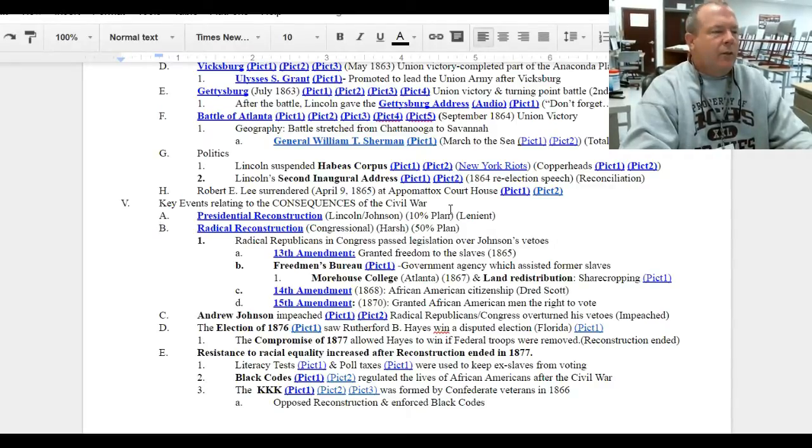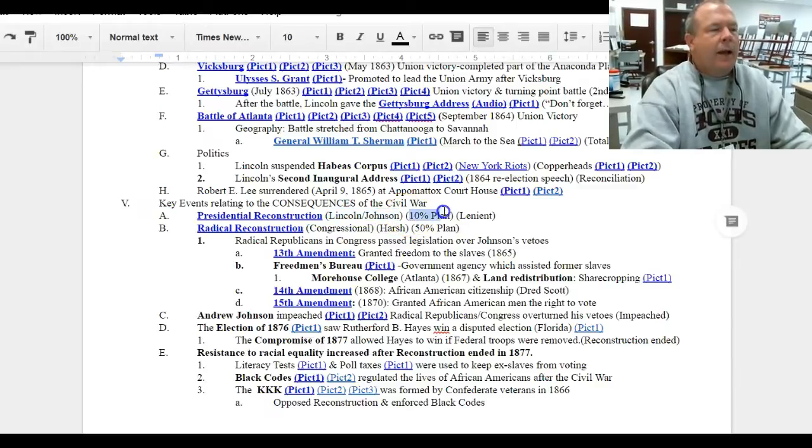There are two plans of Reconstruction. One was presented by Lincoln, and then after his death, five days after the Civil War, he was assassinated by John Wilkes Booth at Ford's Theater. His vice president, Johnson, takes over and continues his plan.